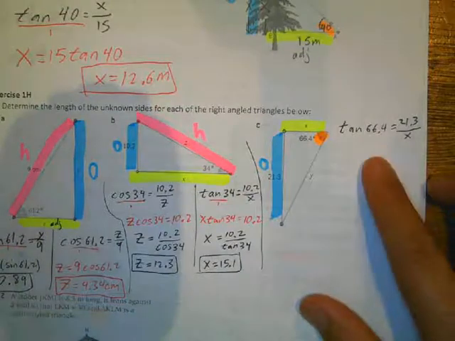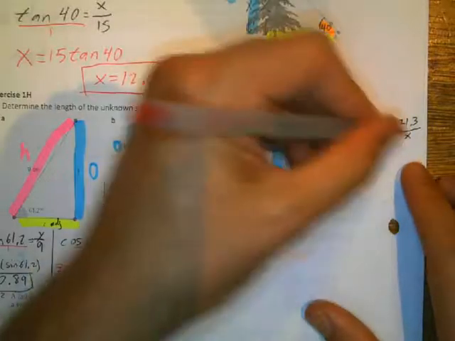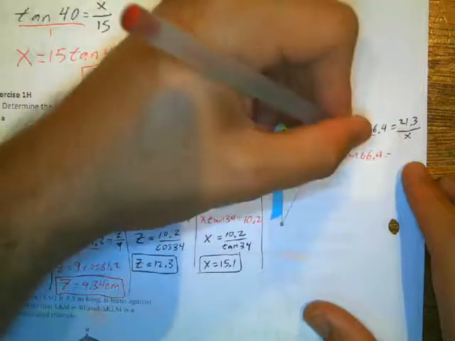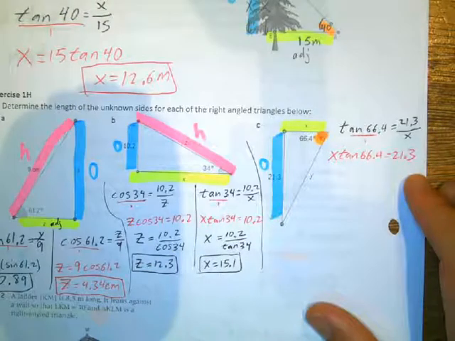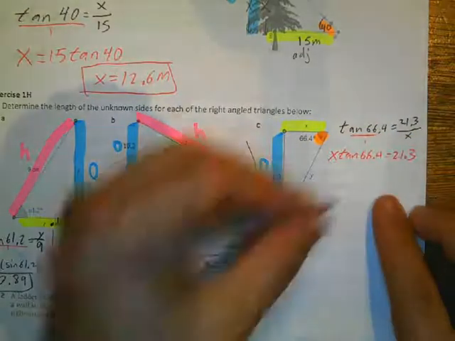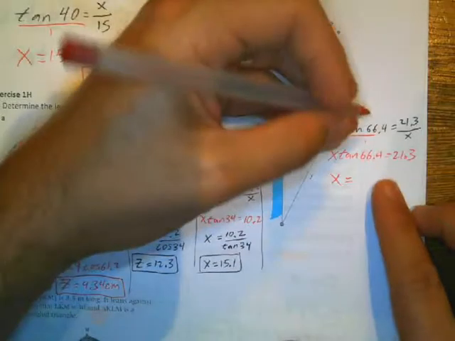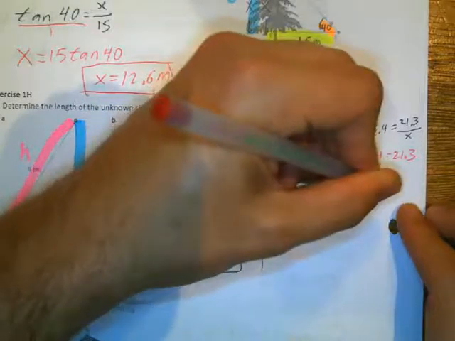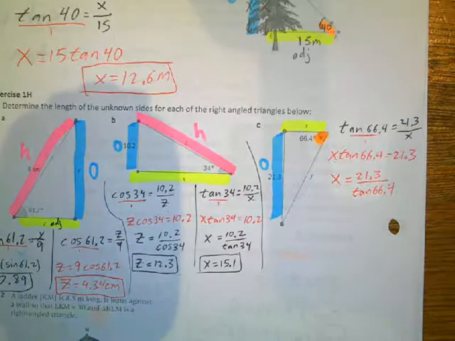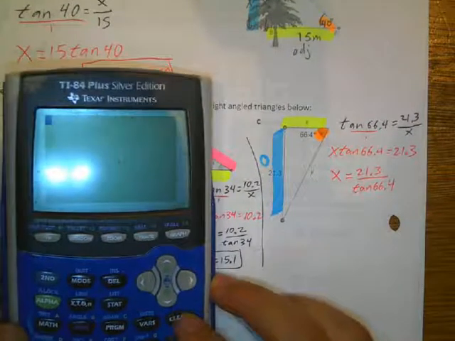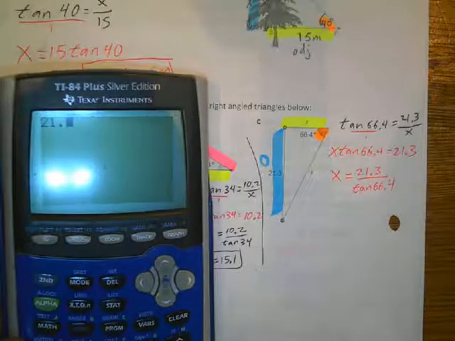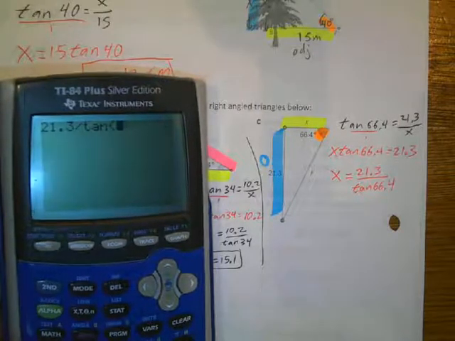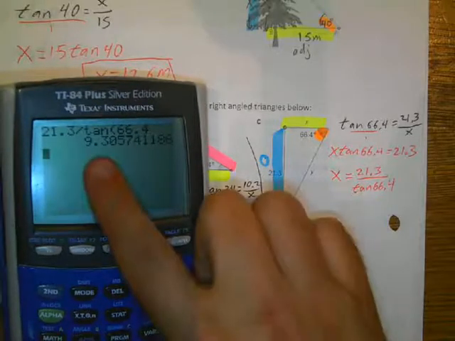And so we can put this over 1 and cross multiply. We get x times tangent 66.4 equals 1 times 21.3, right? And then to solve for x, I divide both sides by tangent 66.4. I get 21.3 divided by tangent 66.4. And let's put it in the calculator. 21.3 divided by tangent 66.4, and I get 9.31.